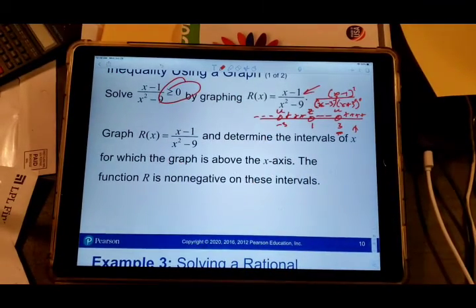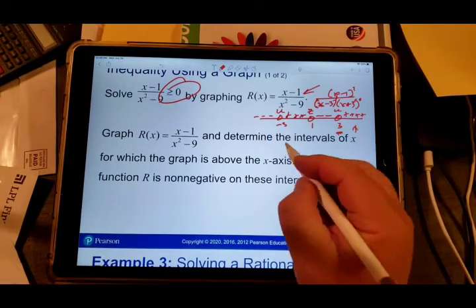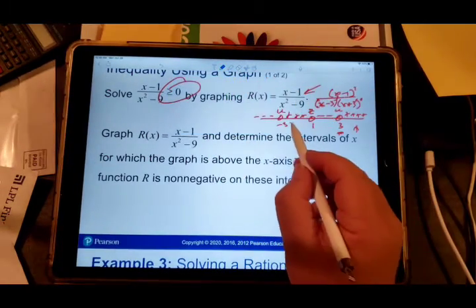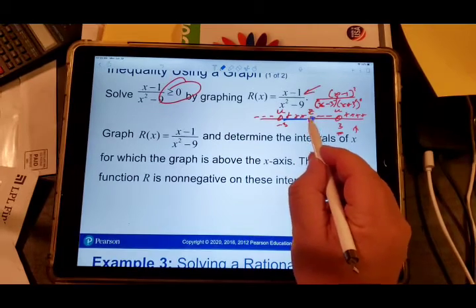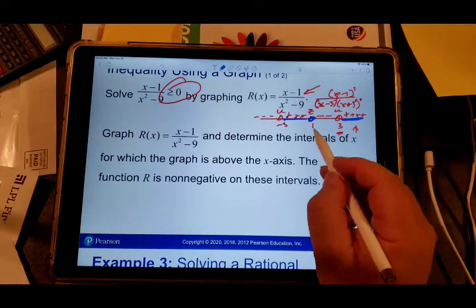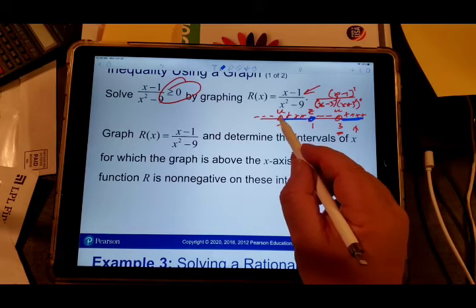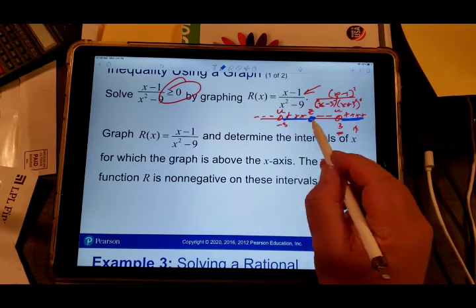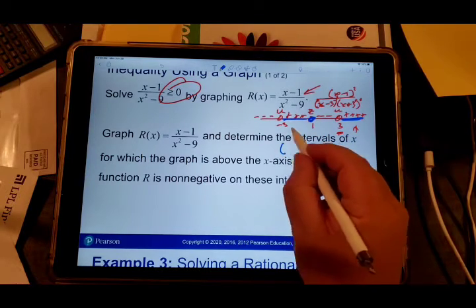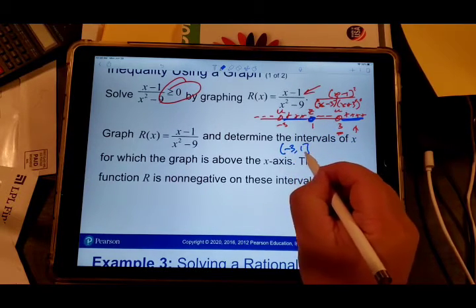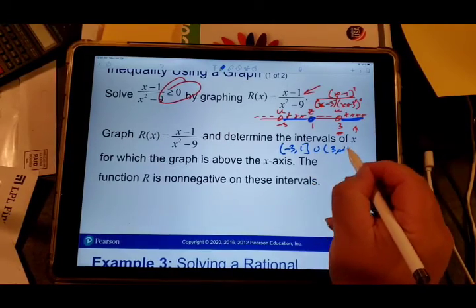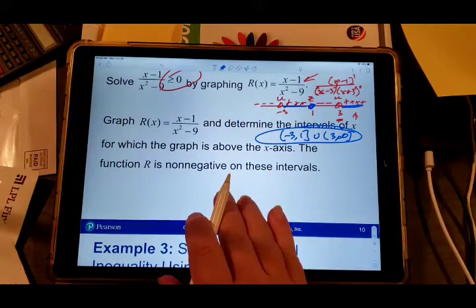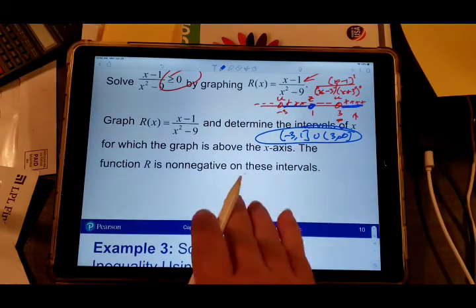And I'm looking for when it's greater than or equal to 0. So where is it greater than or equal to 0? Where it's positive and where it's 0. Now, notice I'm leaving the open circle where it's undefined, because I don't want where it's undefined. I want where it's positive or 0. So the interval notation: negative infinity to 1, union 3 to infinity. And we're done. That's it. That's what we wanted to do.